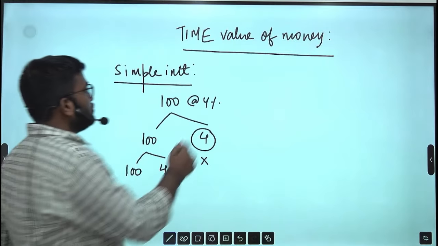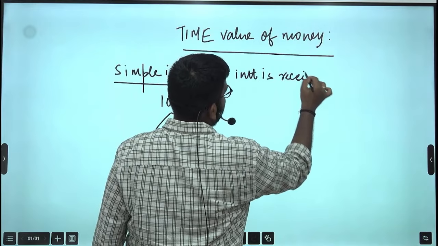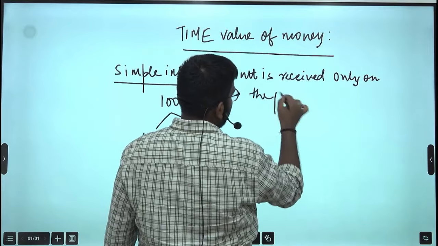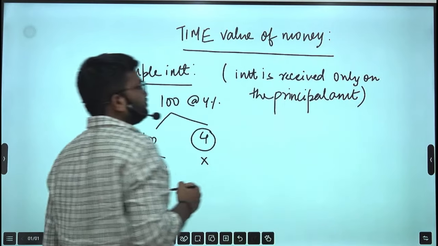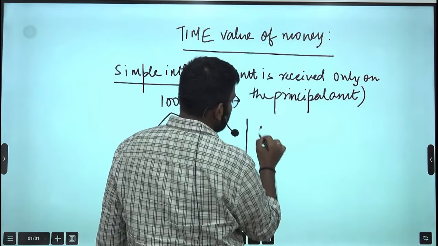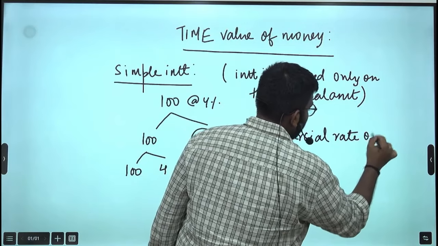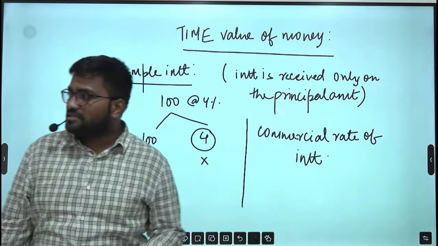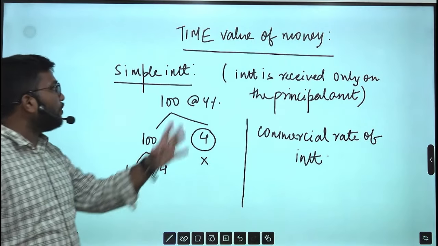Okay? So interest is received only on the principal amount. The other name for simple interest is commercial rate of interest. So whenever they say the word simple interest or the words commercial rate of interest, then only we are going to use simple interest.